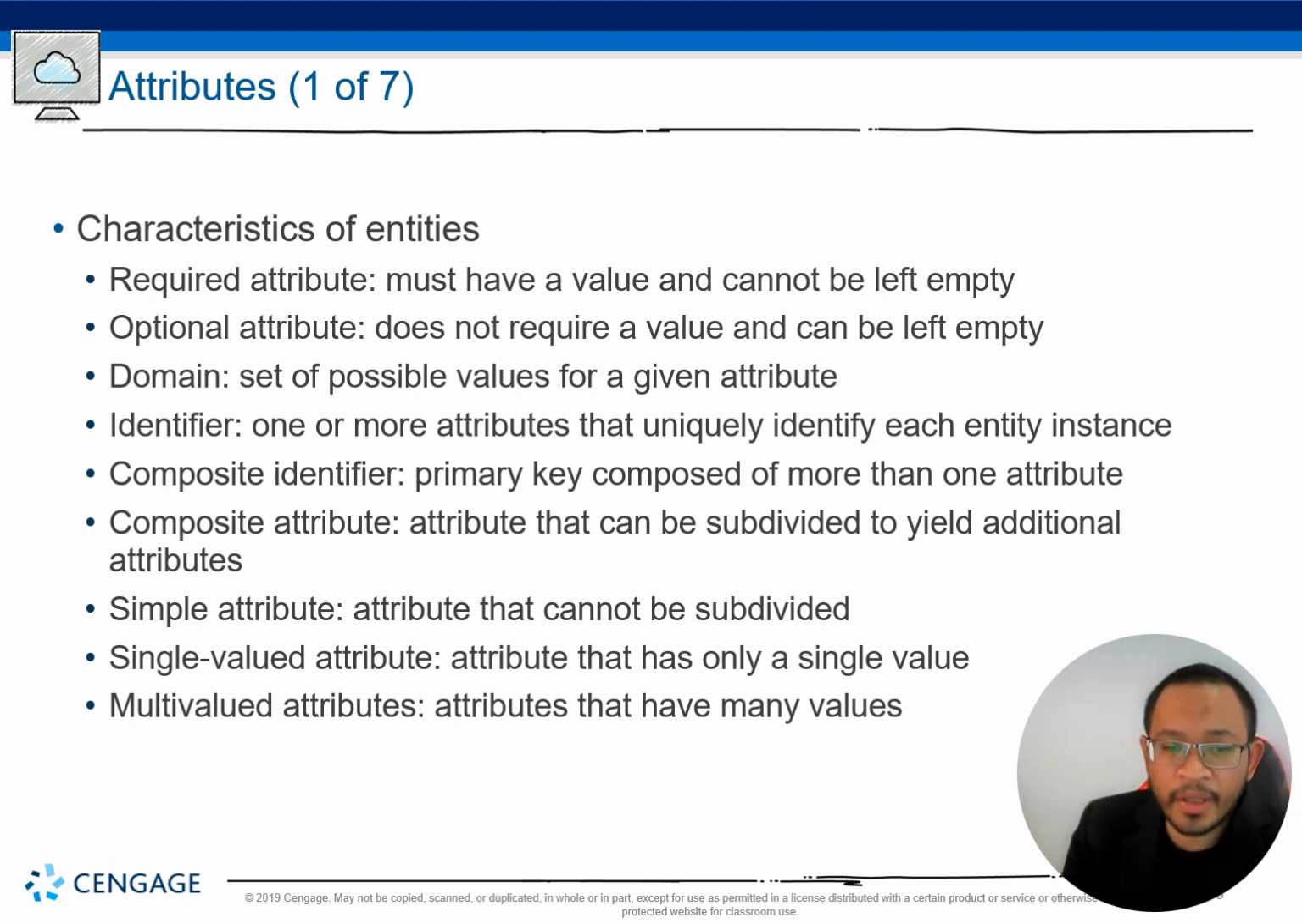And sometimes you can have a domain, the set of possible values for a given attribute. For example, let's say course. You can select all the courses that are available for you in UITM. And also you need to have an identifier, one or more attributes that uniquely identify each entity instance. It must be unique. This we call the primary key and foreign key. And you can have a composite identifier, composite attribute, simple attribute, single-value attribute, and also multi-value attribute.